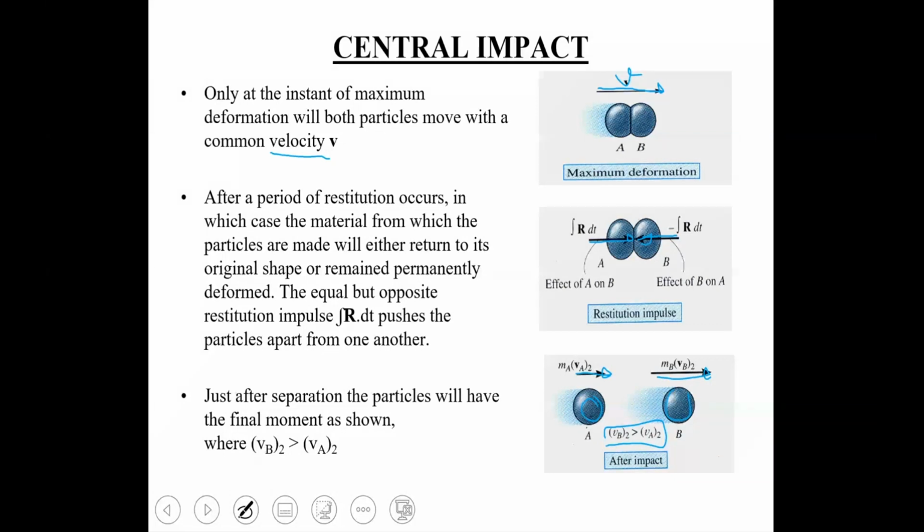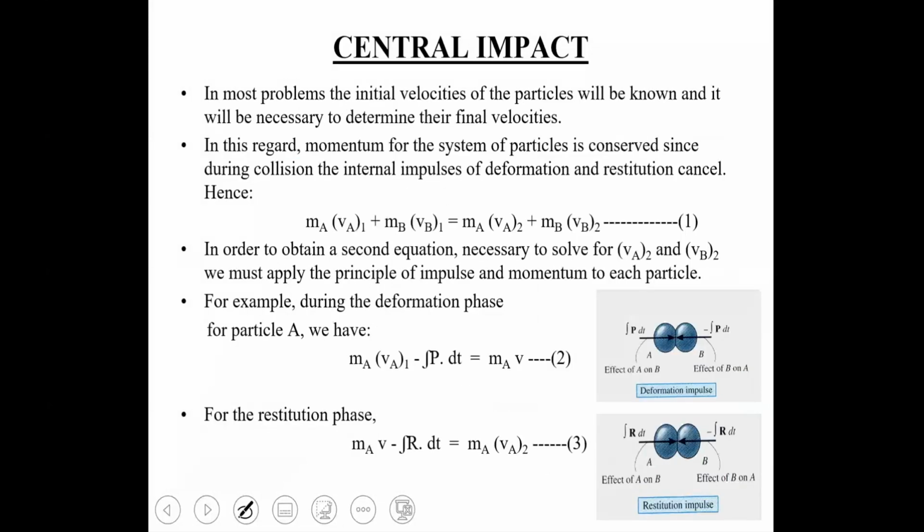Okay, now once you have understood the physical phenomena involved in central impact, let us now move towards the mathematics which is being involved in case of central impact. In order to develop mathematics, let us consider the same central impact phenomena और हम थोड़ी सी mathematics इसकी develop करने की कोशिश करते हैं.